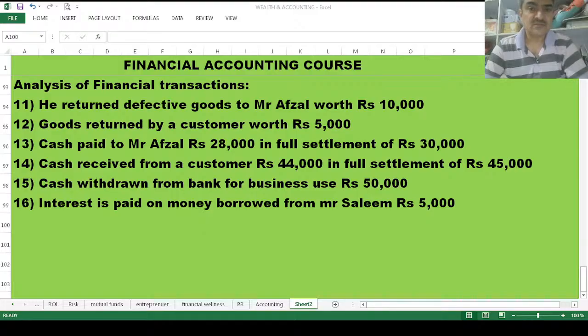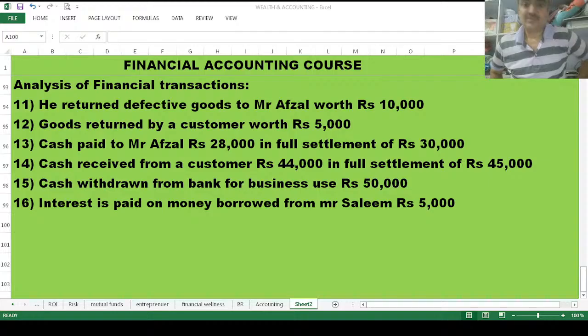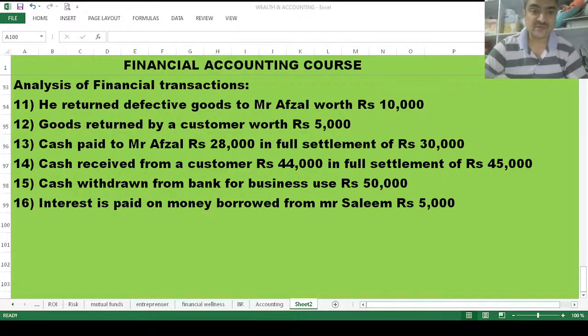The two changes in this transaction are there is increase in interest expense by rupees 5,000. Remember that the interest paid on a borrowed money is an expense for the business. And the second effect is there is a decrease in cash by rupees 5,000. And as you know that cash is an asset for the business.